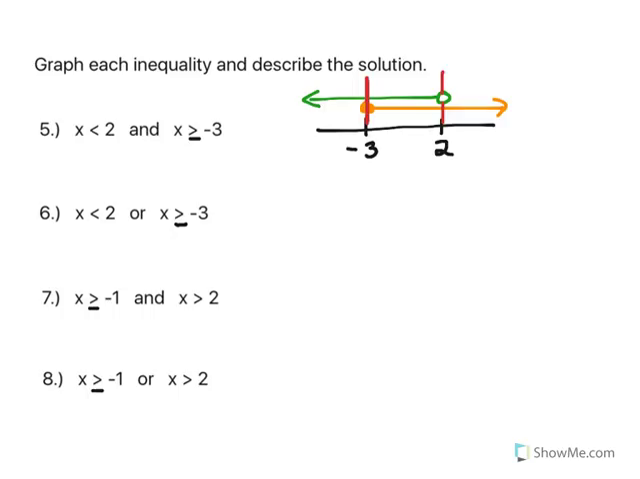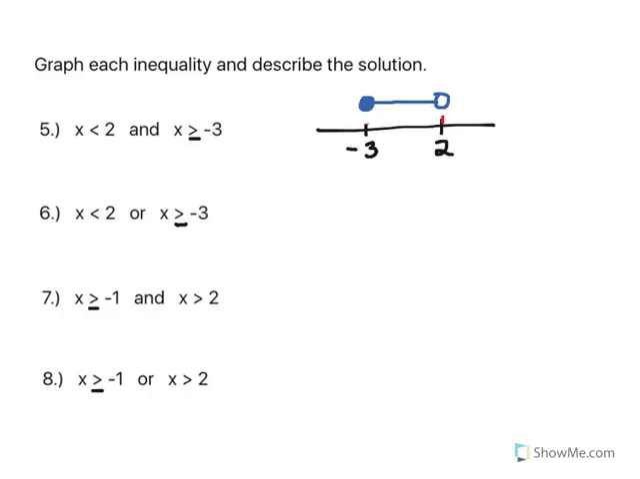So the final graph, now I'm going to erase this, the final graph will look like this. We are going to have a filled-in circle at -3, an open circle at 2, and they're going to get connected together, showing it's all the numbers in between -3 and 2. An open circle at 2, and a filled-in circle, a closed circle at -3.